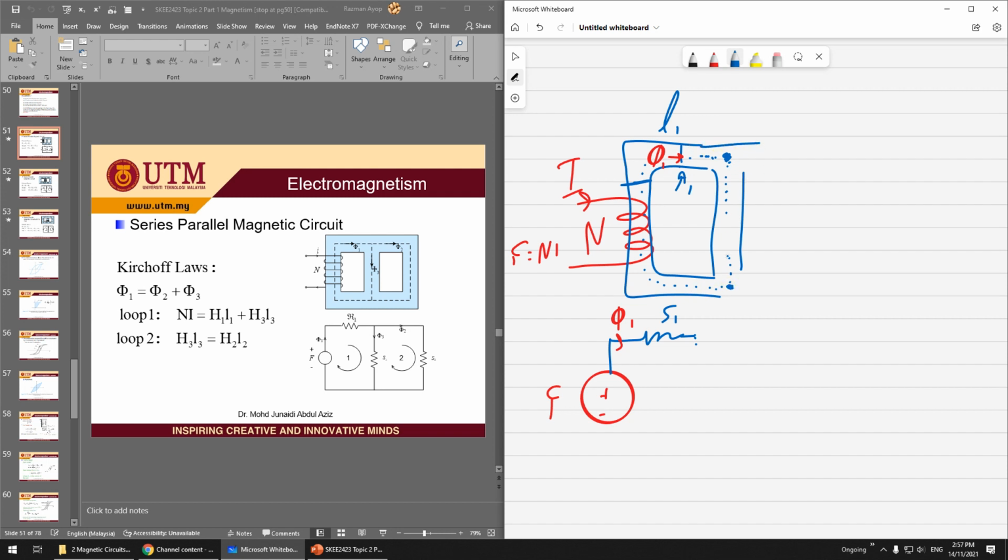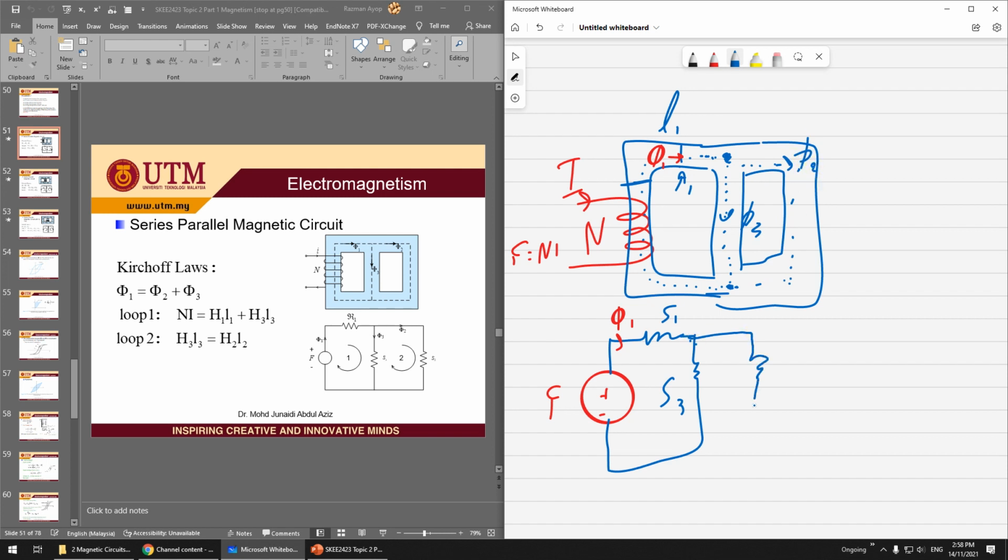For this case, we have another reluctance here, S2 or S3. For this case, S3, flux 3. Then you have another length here. Make sure you put it at the center. This is flux 2, and you have a reluctance here. This one is S3, this one is flux 3. This is flux 1, flux 2.